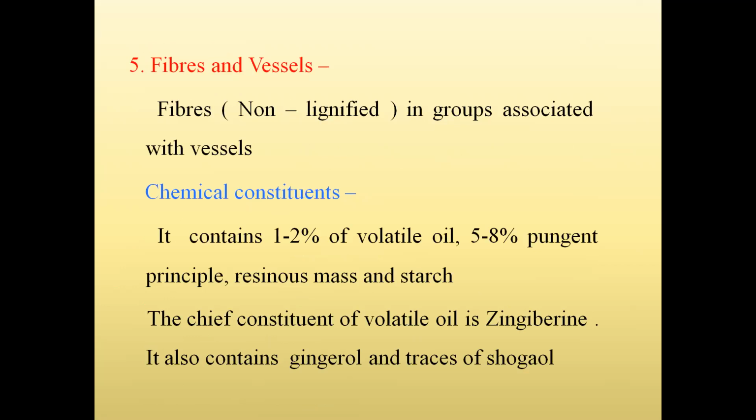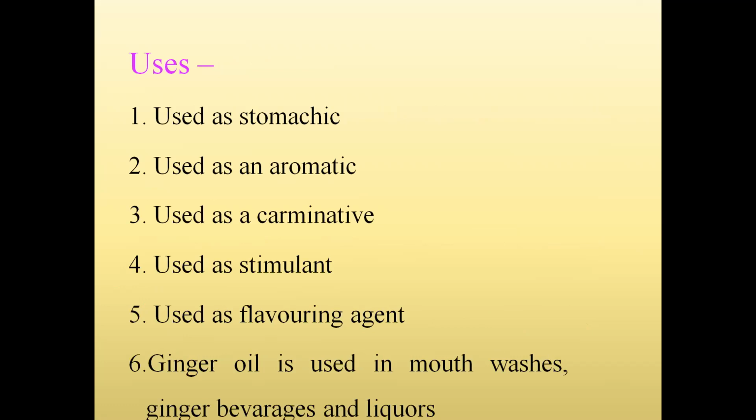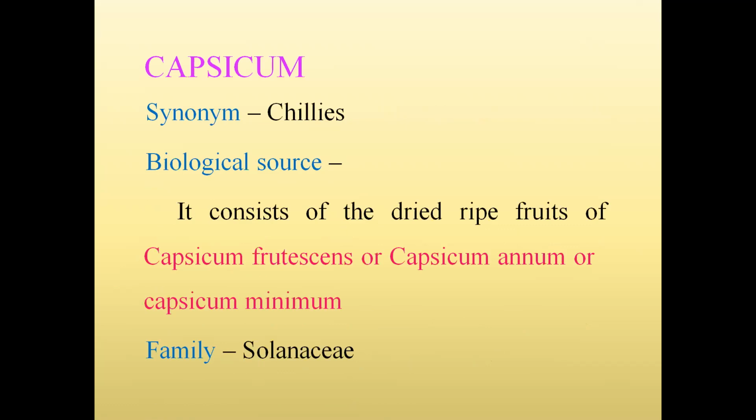Then the chemical constituents, it contains 1 to 2% of volatile oil, pungent principle, resinous mass, and starch. The chief constituent of volatile oil in this is gingiberine, gingerol, and also the traces of shagol. It's used as stomachic, aromatic, carminative, stimulant, flavoring agent. And ginger is also used in mouthwashes, ginger beverages, and liquids also.